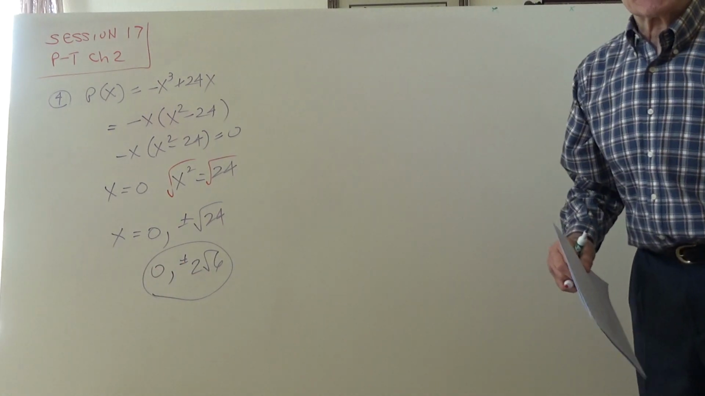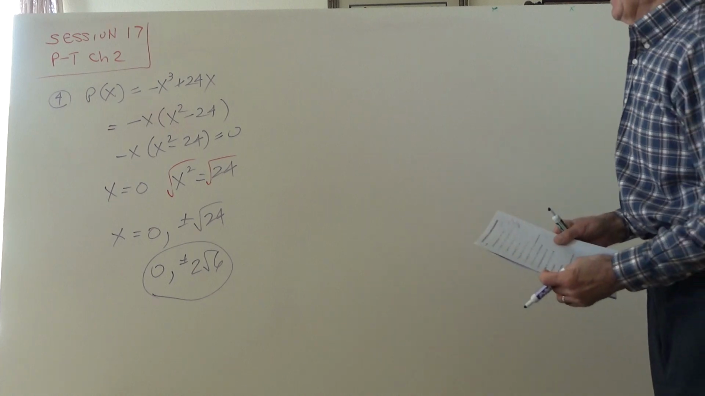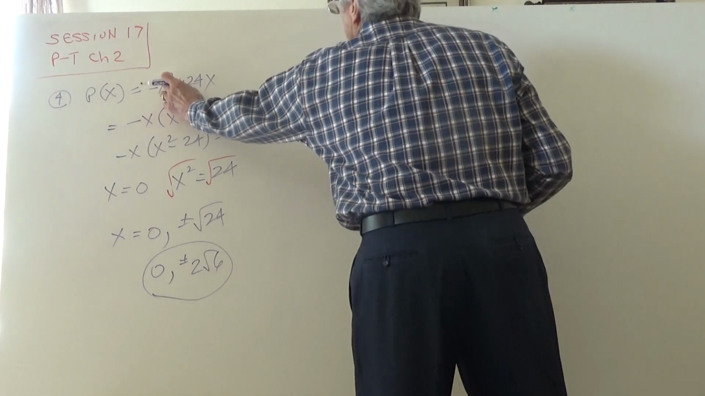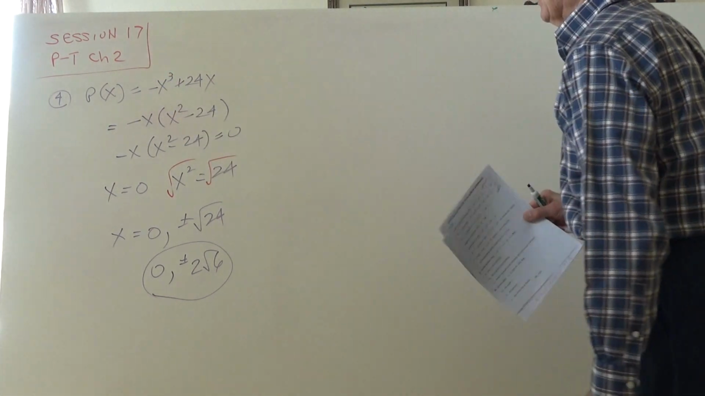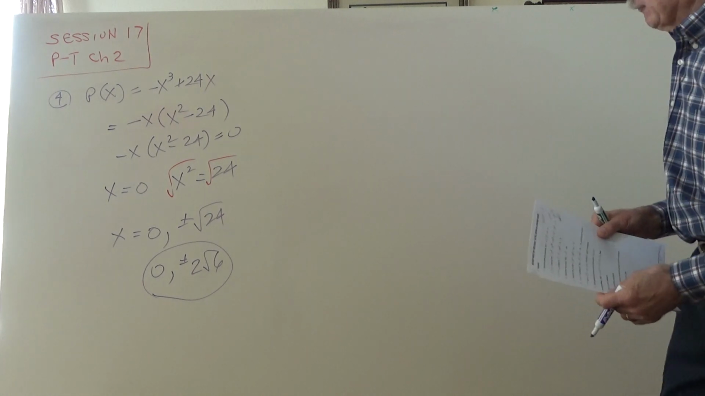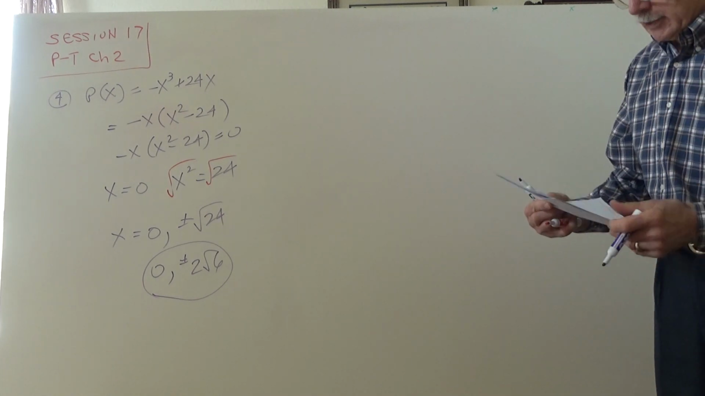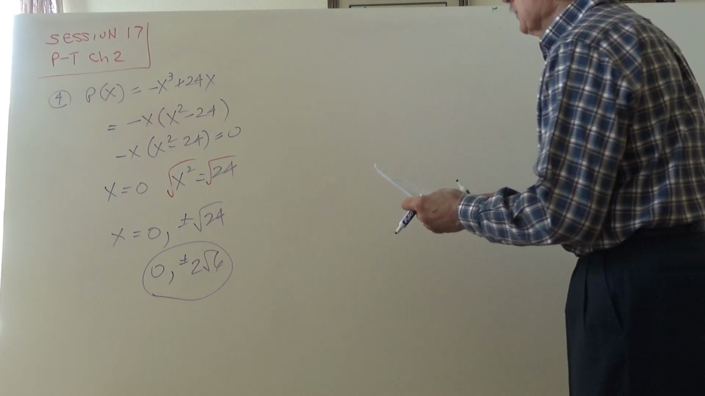And 0, and then plus or minus 2 root 6. We have a cubic equation here. We should expect at least 3 roots, and we do have 3 roots. Don't forget the plus or minus on that one. That looks kind of nice.